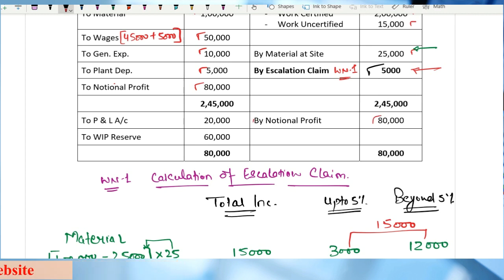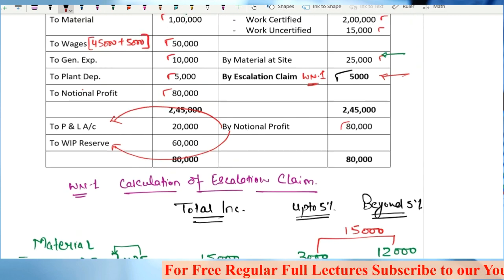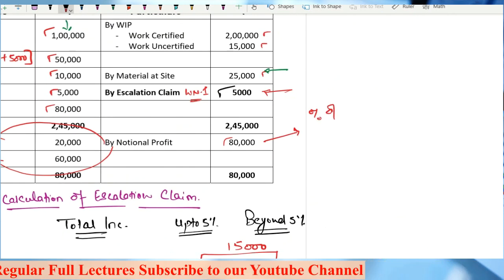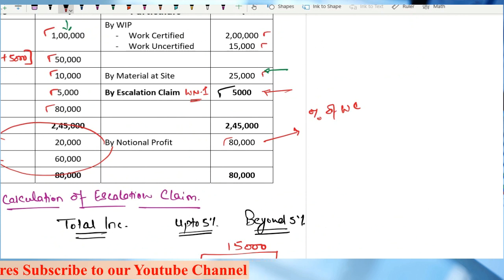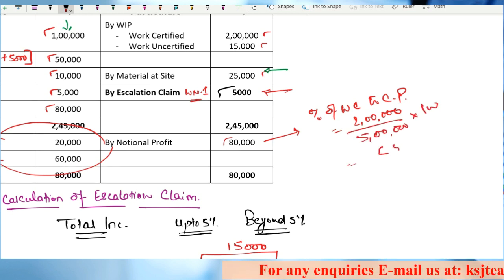And whatever is the amount to be transferred to profit and loss account and the WIP reserve, you can easily calculate. This is not for the CA Inter students. For others, you have to calculate based on what? First, you will calculate the percentage of work certified to contract price, right? That is 2 lakh divided by 5 lakh. Multiplied by 100, it is less than 50%.